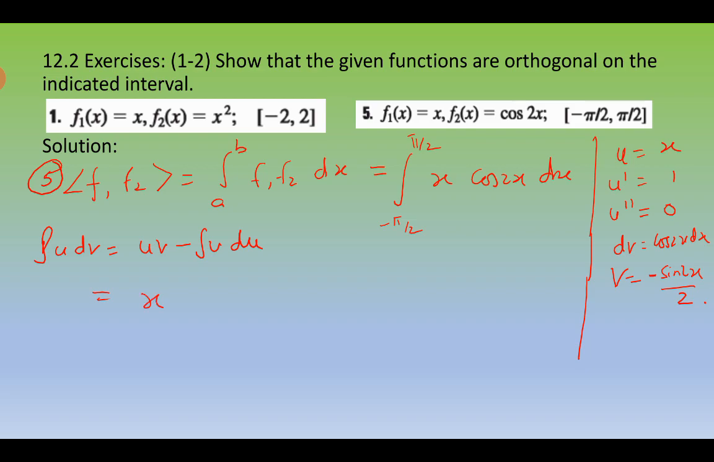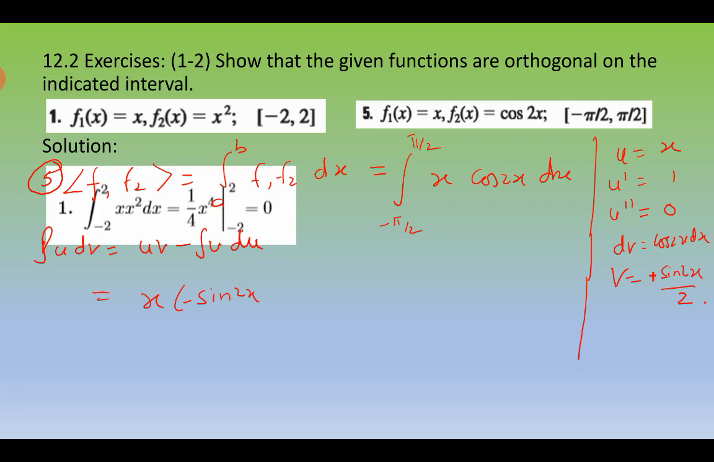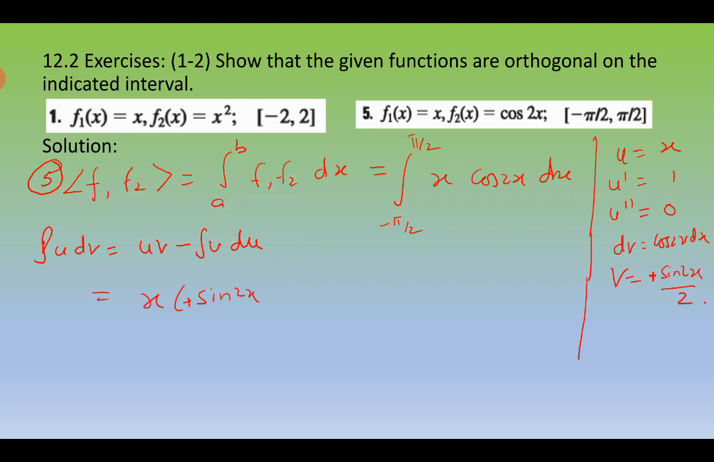u is x, v is sine 2x over 2. So this is not negative, it is positive. Cosine will not give you negative when you integrate. When you differentiate, it will be negative. It is positive, over 2, and the integration limits are negative pi by 2 to positive pi by 2, minus integral v du.